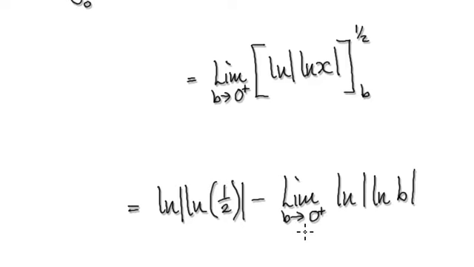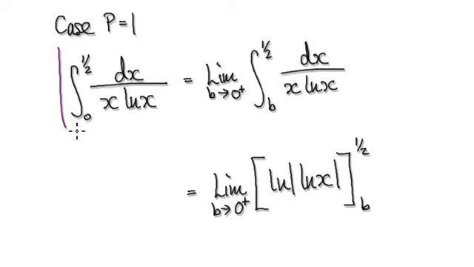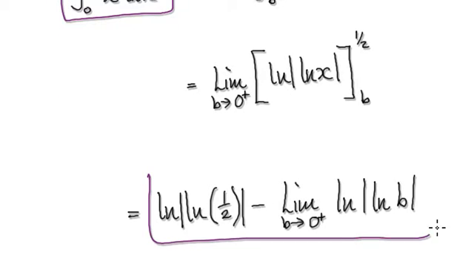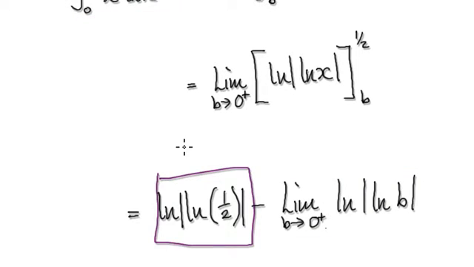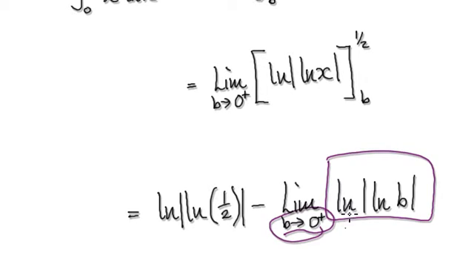So now as b heads towards 0 from the right hand side, we are currently here. This whole integral becomes this thing here. Now we've got to see what happens as b heads towards 0 from the right hand side. This is going to be a definite, finite number. This thing here, natural log of b. Now we've got to look at this as b heads towards 0 from the right hand side.